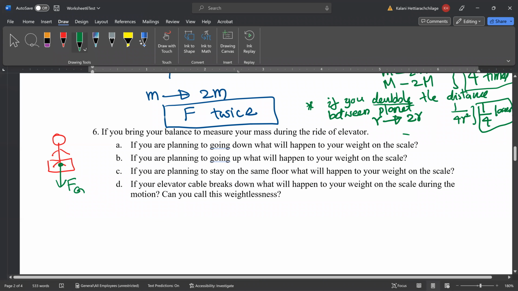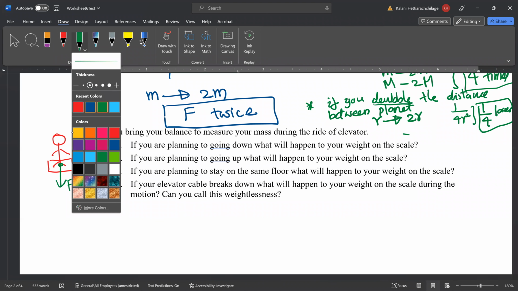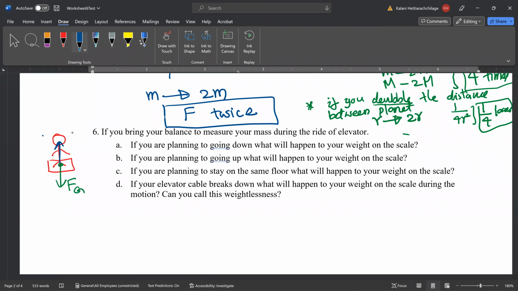Normal force is the one that we are looking for here. Normal force is upward, right? If you are not riding the elevator, that means you are sitting on your bathroom scale, then your normal force will equal the force of gravity. That will give you your weight. So in that case, there is no acceleration or anything.